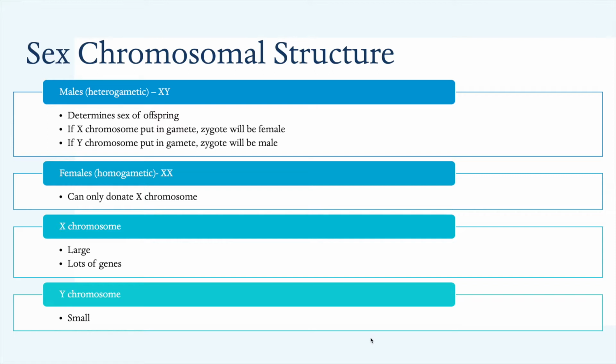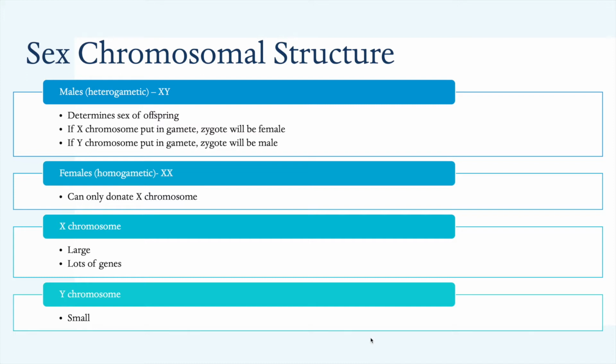In human beings, males are heterogametic because they have both an X and Y sex chromosome. Females are homogametic because they consist of a pair of X chromosomes. The sex of the offspring between a male and a female depends on which chromosome the male donates. If the male donates an X chromosome, the zygote will be female. If the male donates a Y chromosome, the zygote will be male.